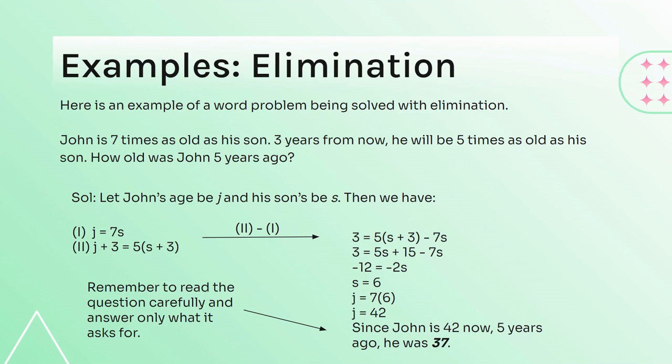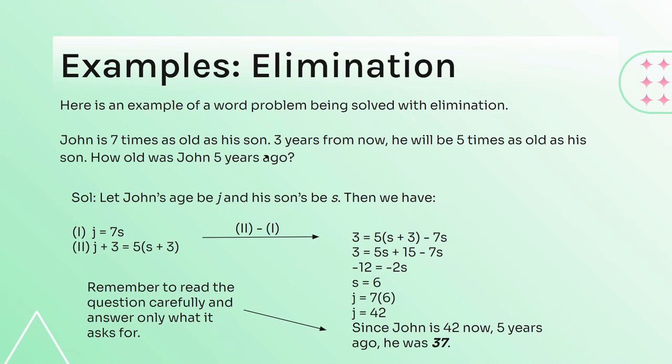Now there's an example here where it's like a word problem. So John is 7 times as old as his son. 3 years from now, he'll be 5 times as old as his son. How old was John 5 years ago? So we'll just set up an equation. So this is John's age, J, and S is his son's age.